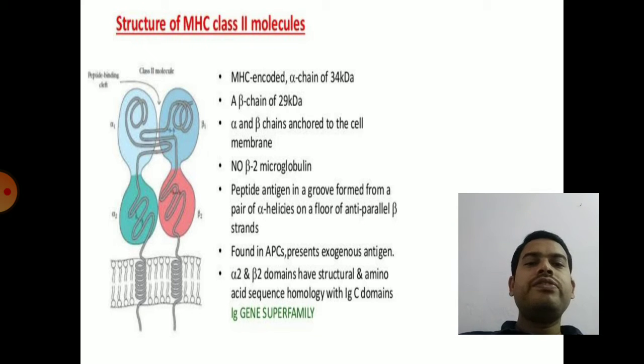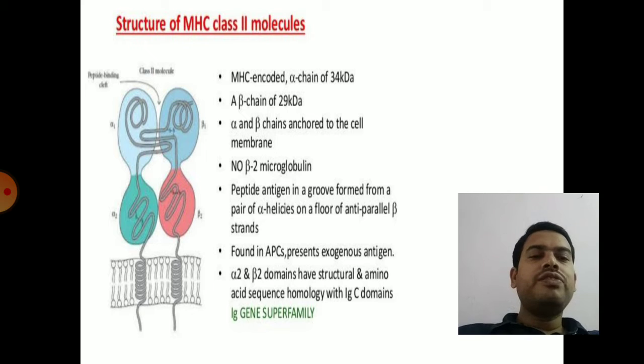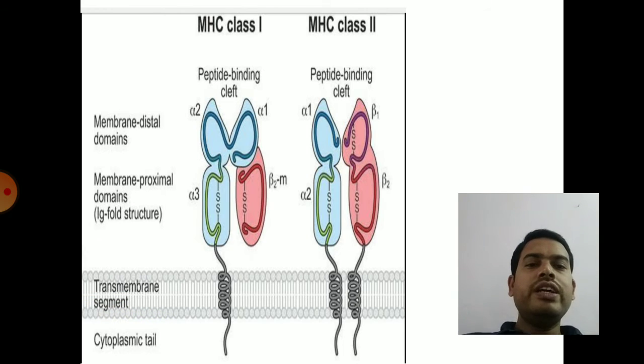This kind of class 2 MHC molecule is present on the antigen presenting cells as I mentioned earlier. They process the antigen and present it on class 2 MHC. It will process antigens and present to CD4 receptor containing T helper cells. So now you can clearly see in this diagram the difference between class 1 and class 2 MHC molecule.